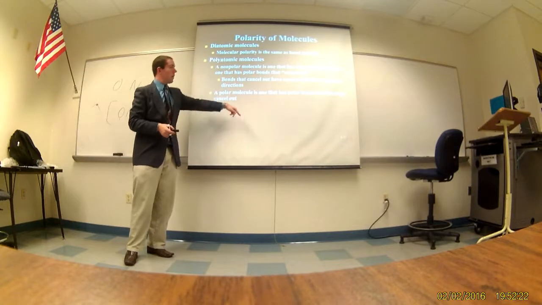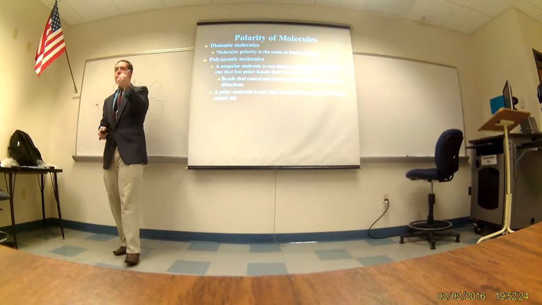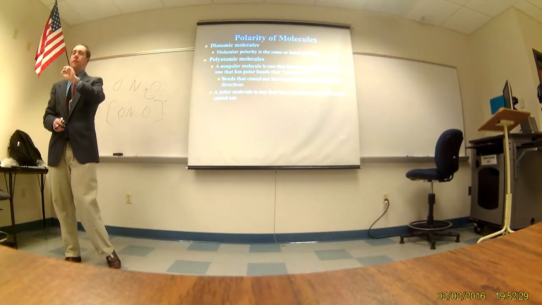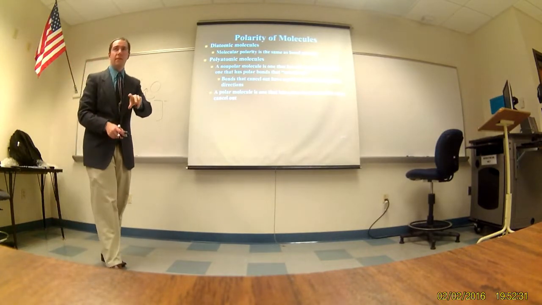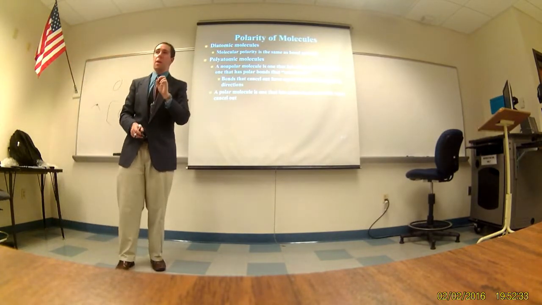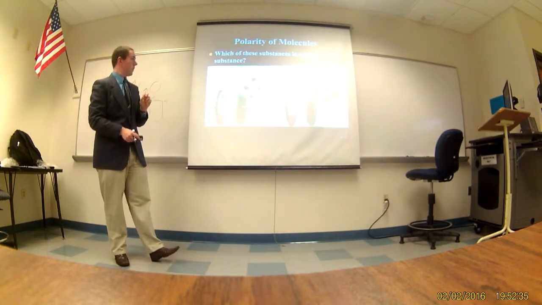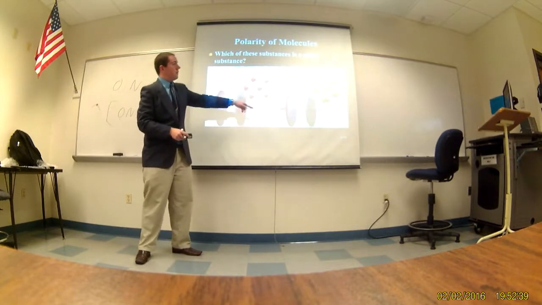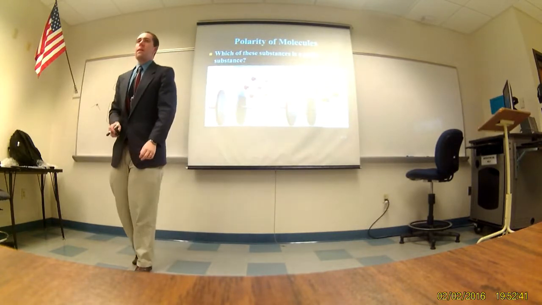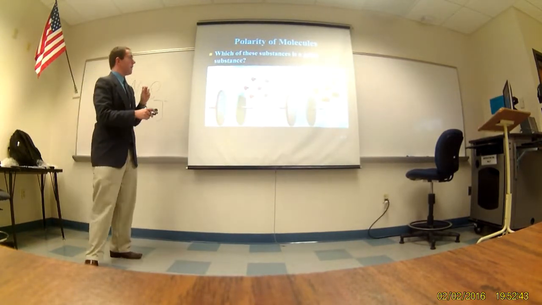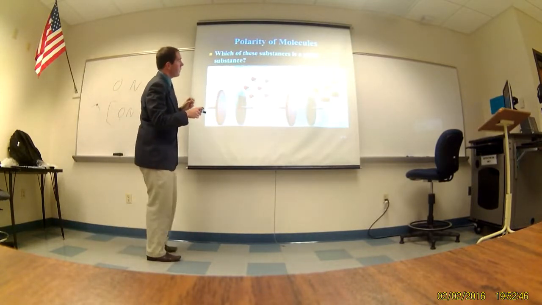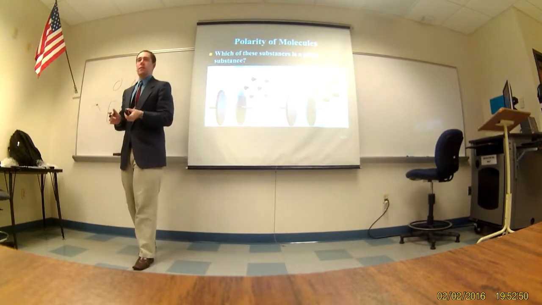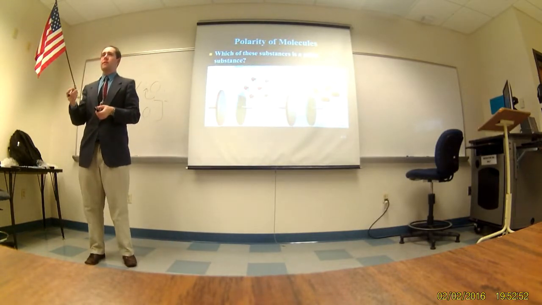If you have a polar molecule, you have polar bonds, and they do not cancel each other out. So the easy part is figuring out whether you have polar or non-polar bonds. The tricky part is figuring out whether they cancel each other out. So this is water. We said water was bent. This is water. Because we have polar bonds, we get these partial positives and partial negatives.